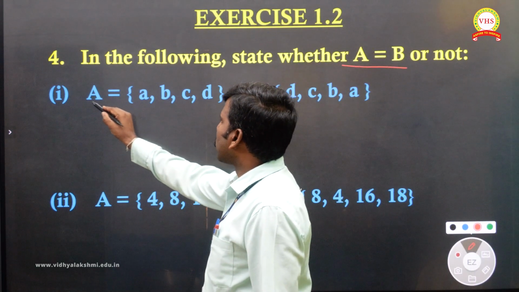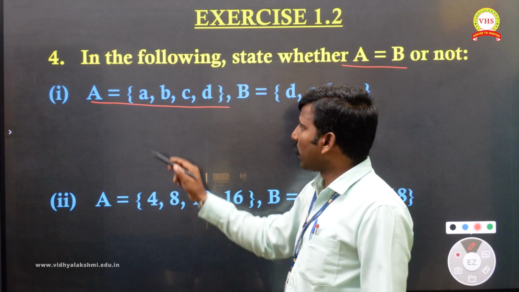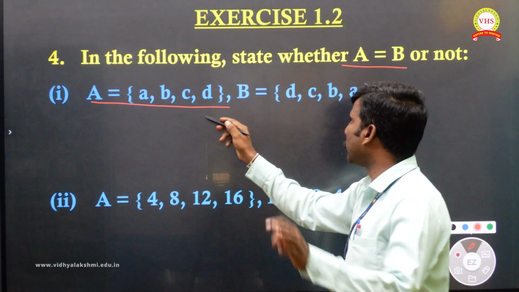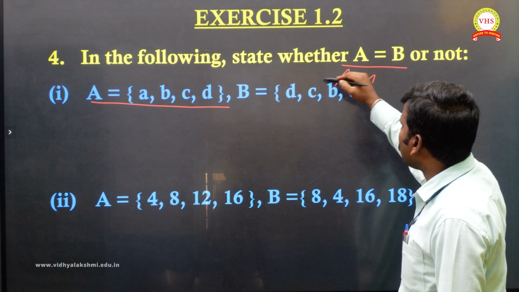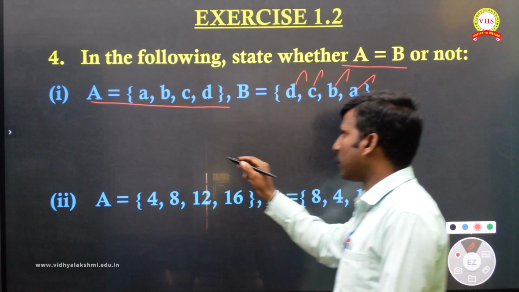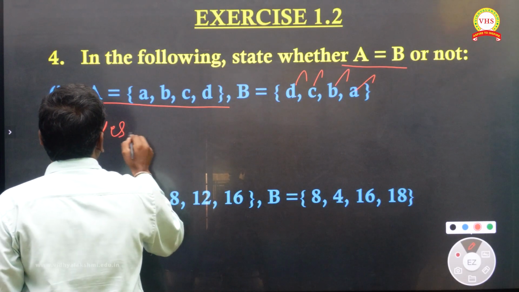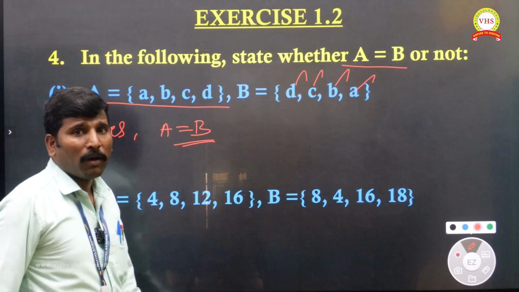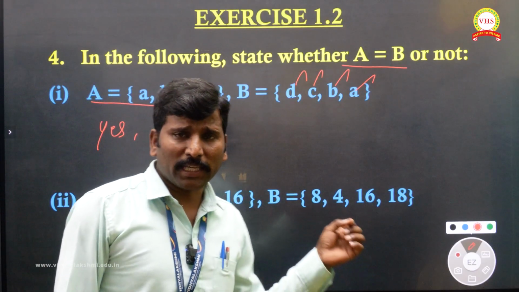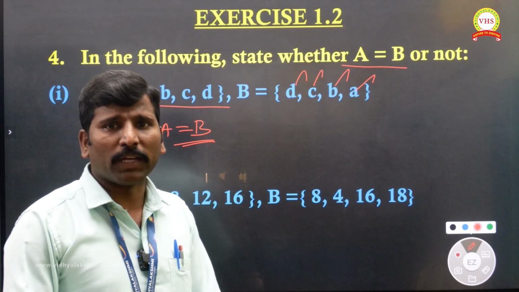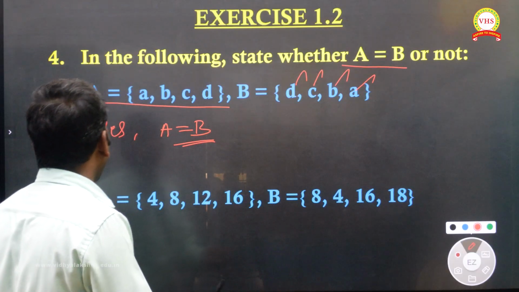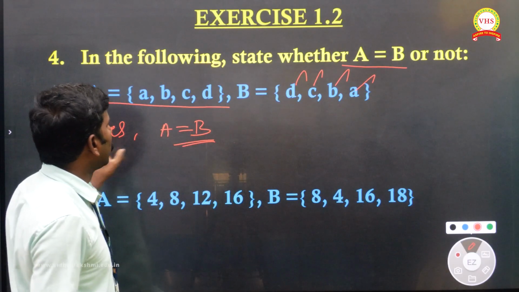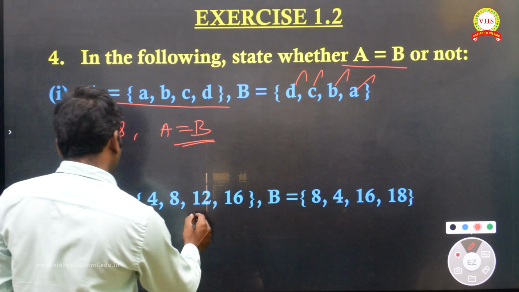Okay, so set A equal to A, B, C, D. They gave 4 elements. In the same manner, B is A, B, C, D. Here also 4 elements. So yes, A equal to B, because every element contained in A is in B. So all the elements in A which are in B also. If you want to write, you can write.